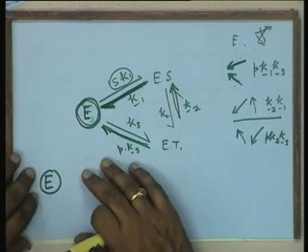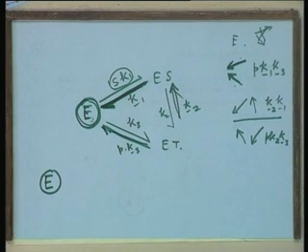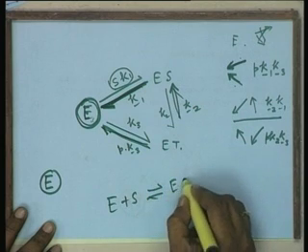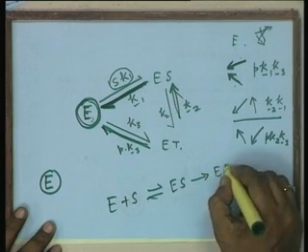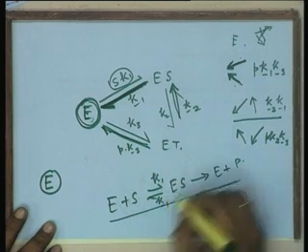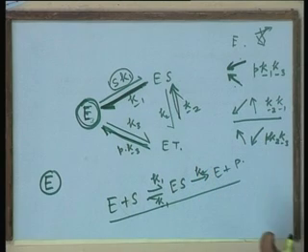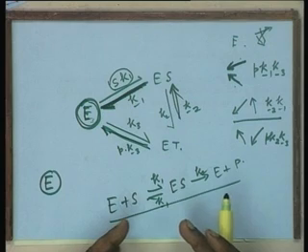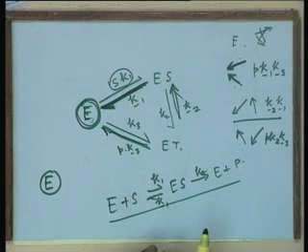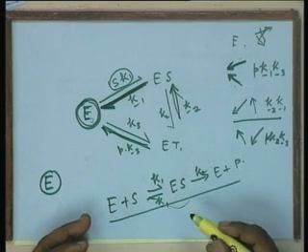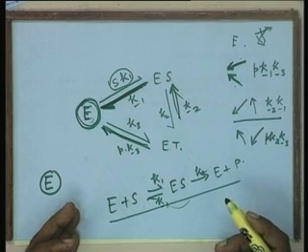For example, we can take even a simpler case. Let us take the classical, simplest case of E plus S going to ES, E plus P, K1. Try to write this using the same rules, and you will arrive at the same expression as the Michaelis-Menten equation. Of course, for such a simple system, writing by observation will look more difficult than solving the steady state equation, but if you have, let us say, more than one enzyme substrate complex, it may look simpler to write by observation.